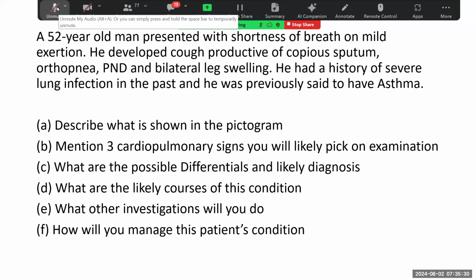Then thank you for the presentation. From the history, can it be bronchiectasis complicated by heart failure? Okay, we just talked about that. If we want to incorporate the findings on the chest X-ray, can it be overlap?